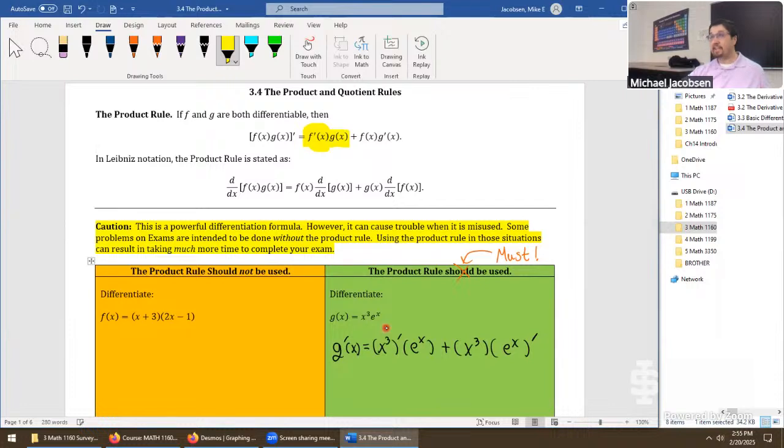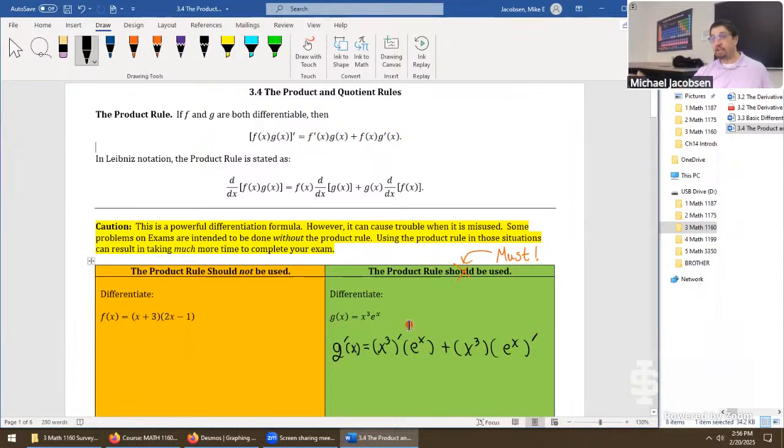We need to copy the second function. Here's e to the x copied. Copy the first function. There it is. Differentiate the second function, and there it is. Well, that's a nice derivative. That's just e to the x, but we put the prime there just so we can memorize the pattern and get it down right.